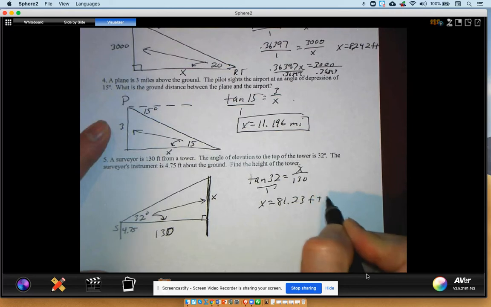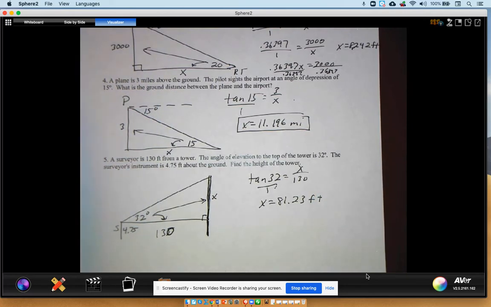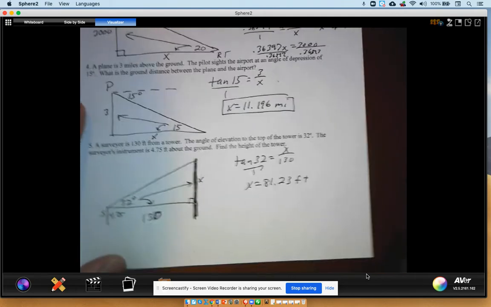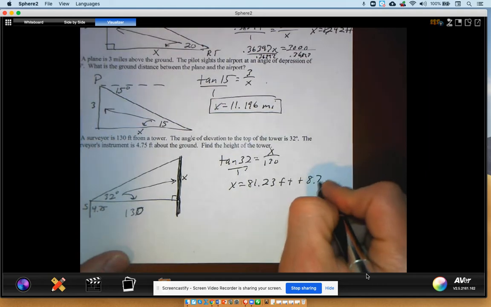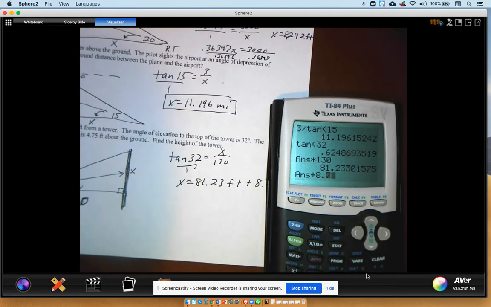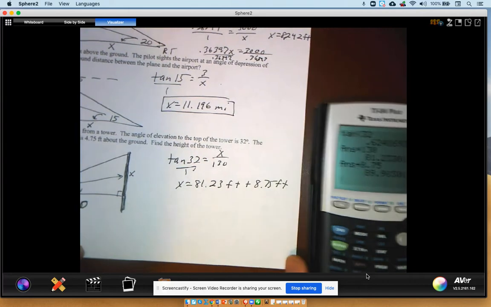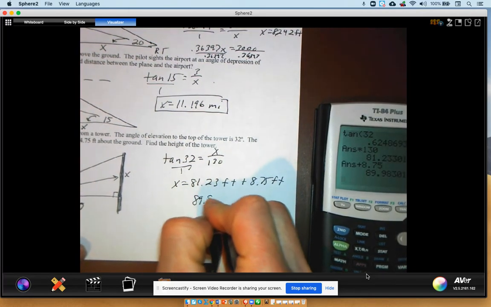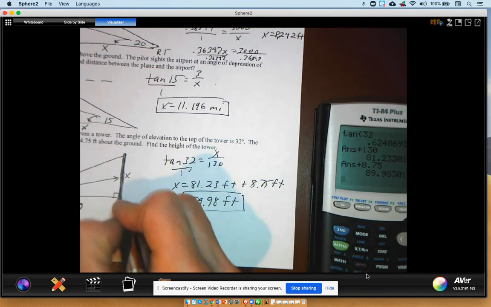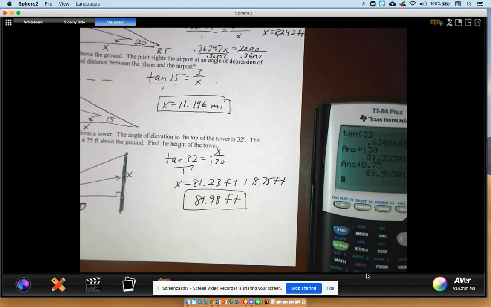So x is 81.23 feet. Now that's not the height of the tower, because that's just this length here. We have to add on this little length here. So we're going to take 81.23 and add 4.75 feet to that, leaving me with a grand total of 89.98 feet. So the height of the tower was this length plus however far the instrument was above the ground, 89.98 feet. Okay, I hope that helps, and have an awesome Monday. Talk to you soon.